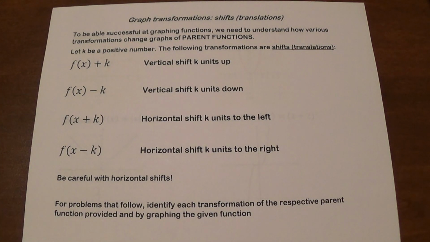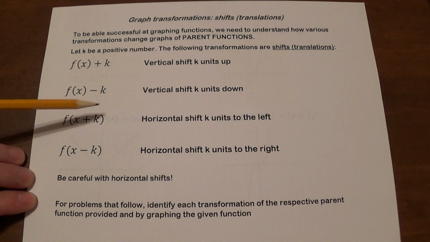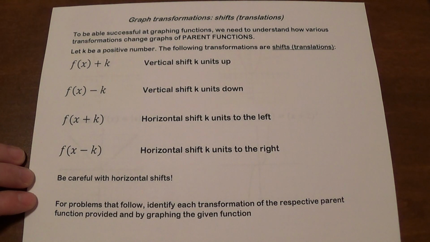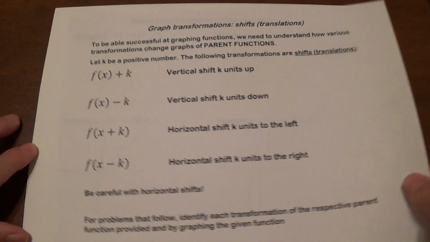You need to be careful with horizontal shifts because if you look at that, it sounds like when you do x plus k, you should go higher and go to the right, but no, it's not. It's actually the other way around. And for the problems that follow, we want to identify our parent function and graph it, then graph the function as given to us.